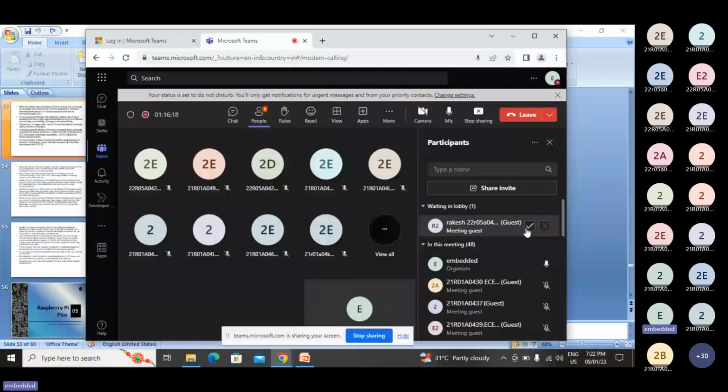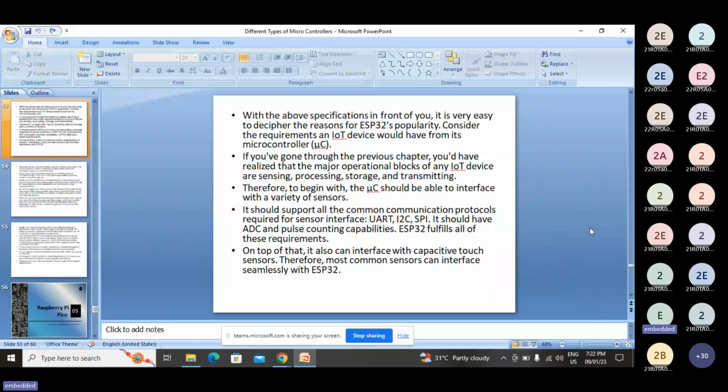With the above specifications in front of you, it's very easy to describe the reasons for ESP32's popularity. Consider the requirements an IoT device would have from its microcontroller.